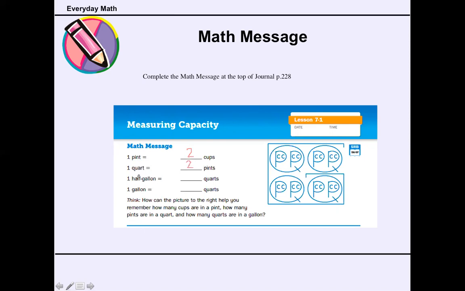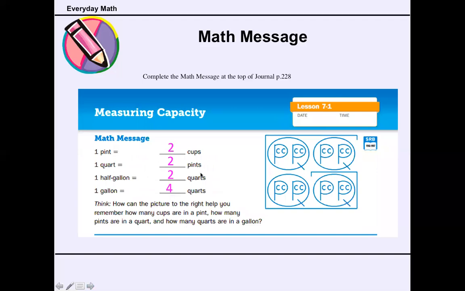Now here's a half gallon and a whole gallon. Let's do the whole gallon first. So in my whole gallon, or my big G, how many quarts or Qs are there? 1, 2, 3, 4. There are 4 quarts in 1 gallon. In a half gallon, so if I split my G in half, or I divide this by 2, there are 2 quarts. So there are 4 quarts in a whole gallon and 2 quarts in a half gallon. Okay, and that's just showing you our answers.